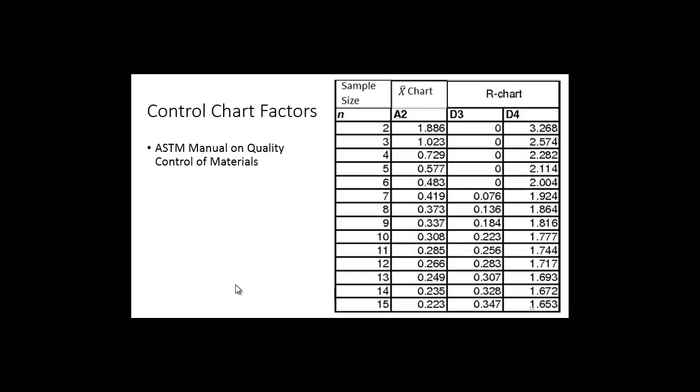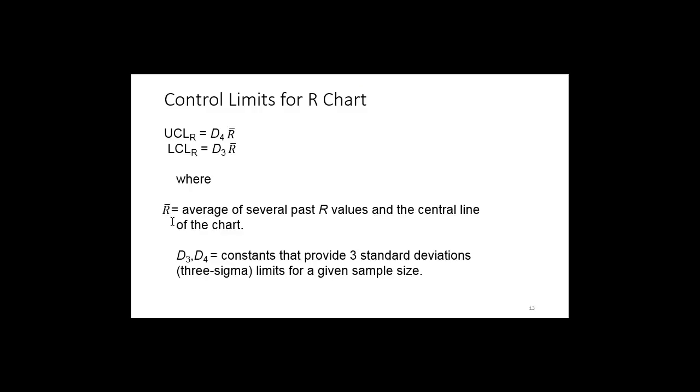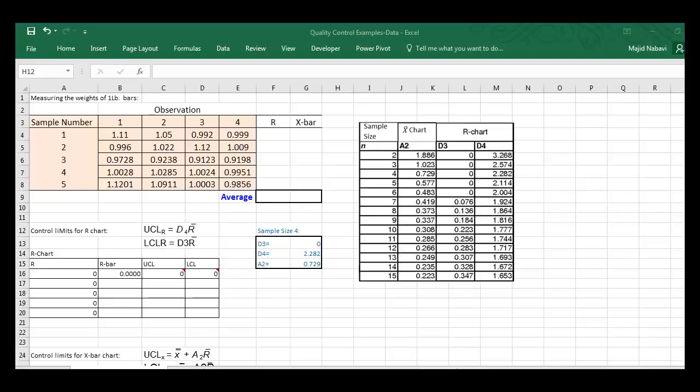Here we can see a partial screenshot of a standard table from the ASTM manual on quality control of materials, and two constants we can find for the upper and lower control limits of the range chart based on the sample size. Here R bar is the average of the ranges measured from the previous samples, and D3 and D4 are constants we find from the table.